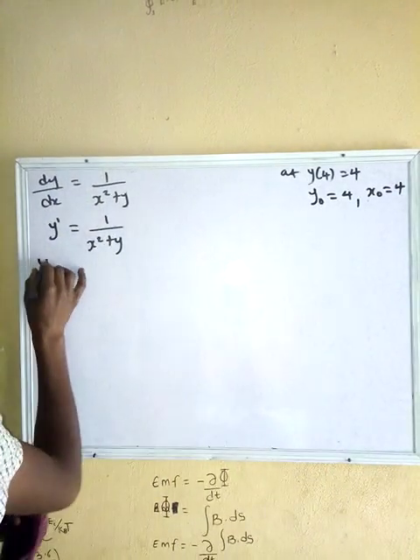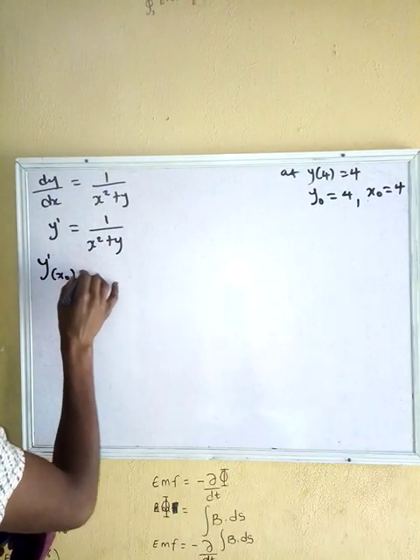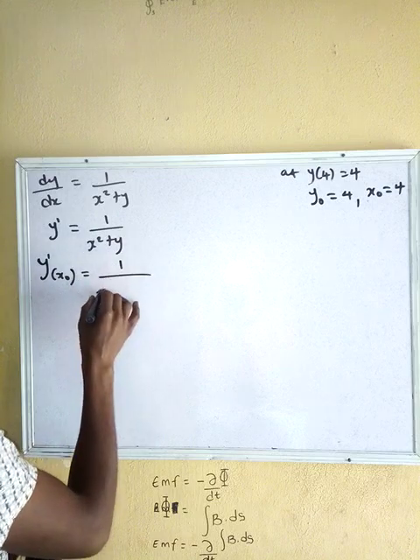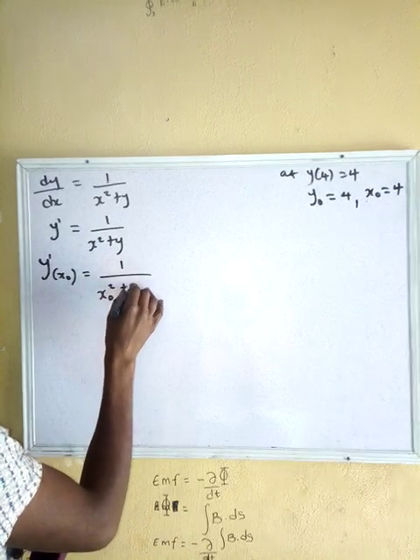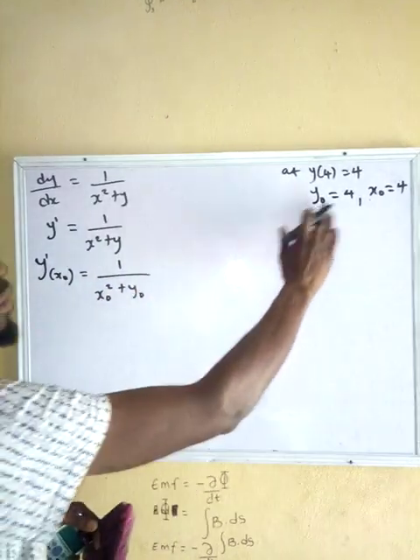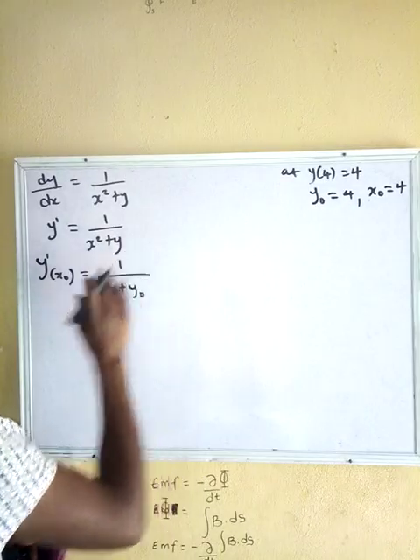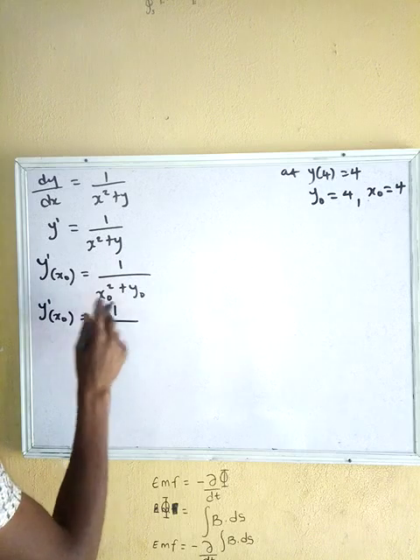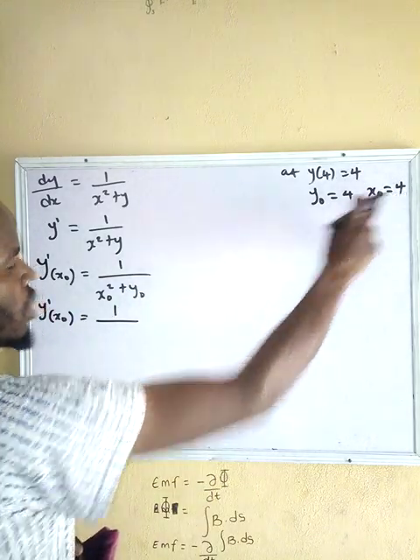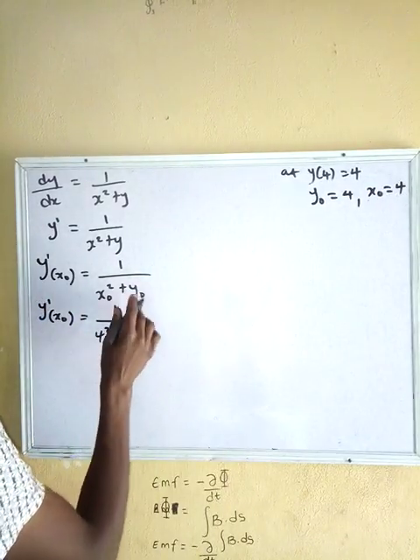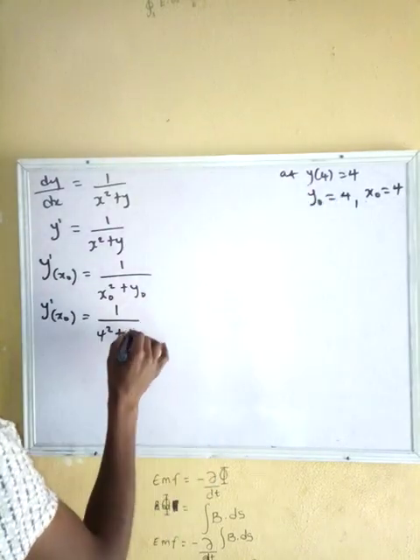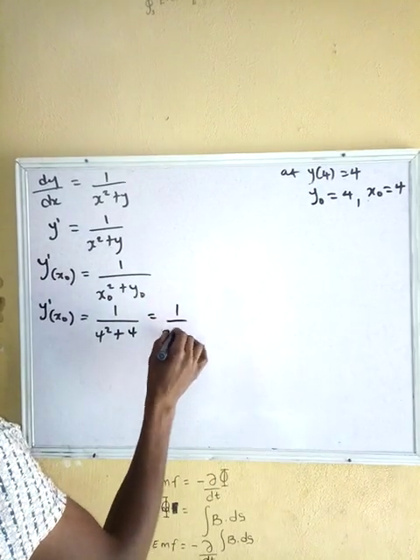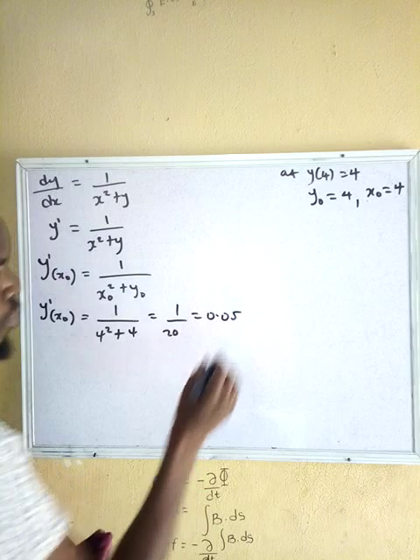So, y prime of x naught is equal to 1 over x naught squared plus y naught. So putting our initial condition into this, we are going to have y prime of x naught is equal to 1 over x naught, which is given to us as 4, squared, plus y naught, which is given to us as 4. So we have 1 over 20, which is 0.05.